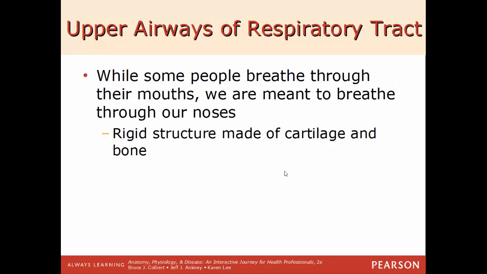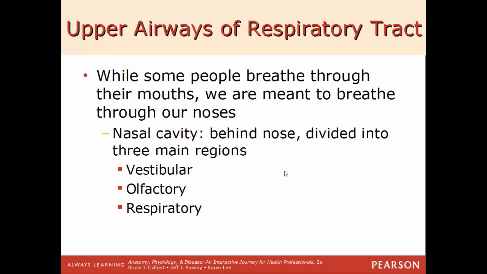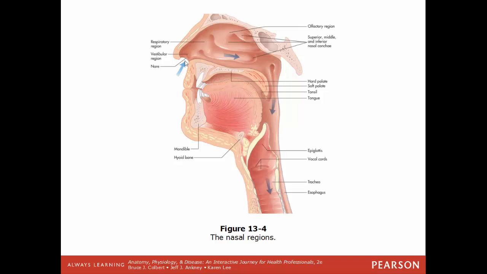Now, some people breathe through their mouth. We are meant to breathe through our noses. That's because the air becomes humidified faster and filtered faster when you breathe through your nose. Just behind the nose is the nasal cavity, which is divided into three main regions: the vestibular, the olfactory, and the respiratory regions. So you have the opening to the nose here, the naris. You have the vestibular region here, the respiratory region here, and the olfactory region up here. All of that is the nasal cavity.